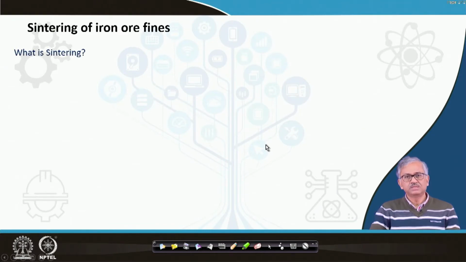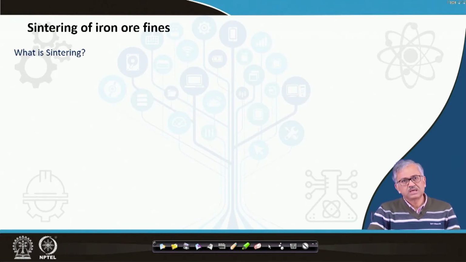Now, what do you mean by sintering? In sintering, we take the iron ore fines, but not very dusty fines. It has some limit, that is around 0.5 millimeter and above. The iron ore fines are mixed with some amount of coke breeze. You heat it to a very high temperature, then incipient fusion takes place at the particle surface and the particles get agglomerated, mostly by the fusion bond.